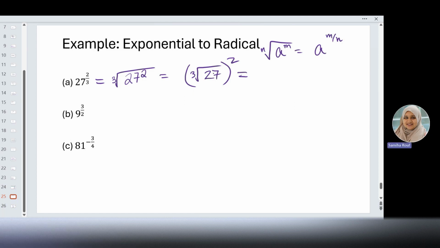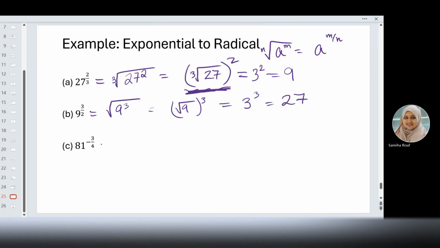So if I want to solve this, square root of 27 is 3, so I have 3 squared. And that's the advantage of writing it in this format versus the other one. In certain problems, it may actually be simpler to solve this. Okay, well, 3 squared is 9. So here again, this one, we have a 2 in the denominator, so that's square root of 9 cubed. But I can also think of this as square root of 9 and then cube on the outside. So square root of 9 is 3. So I have 3 cubed, that gives me 27.